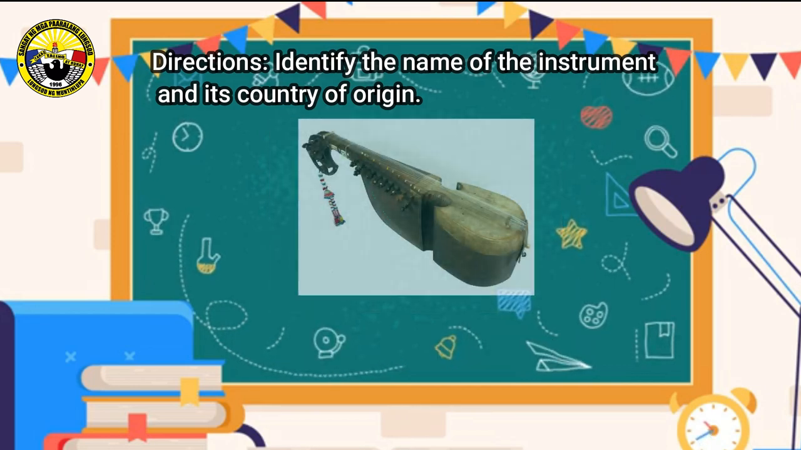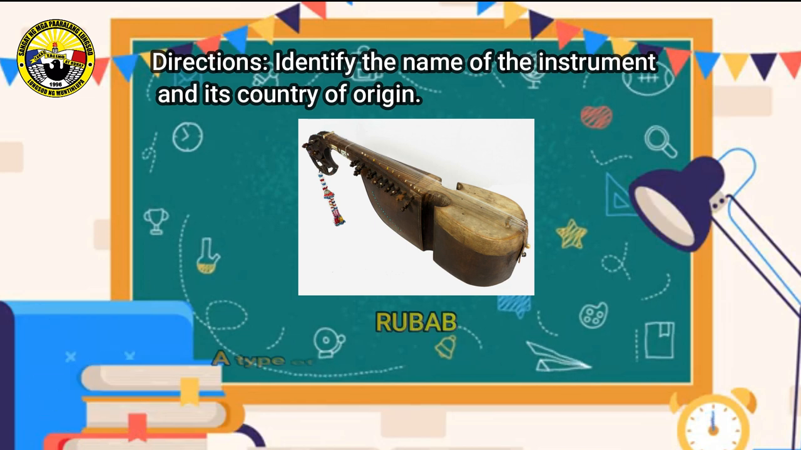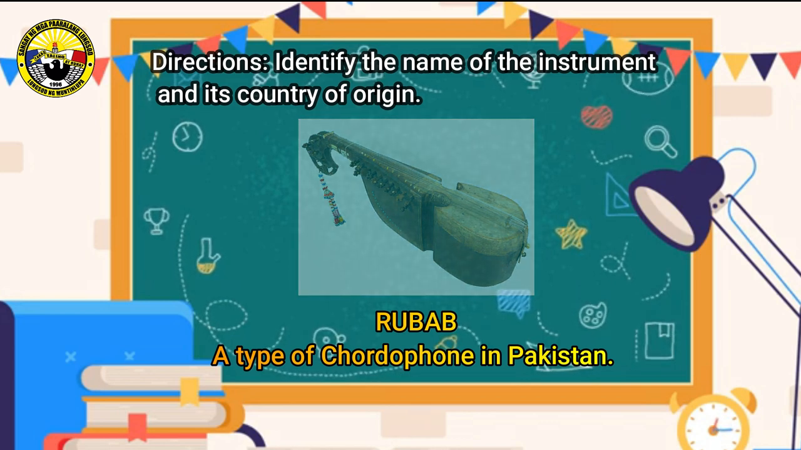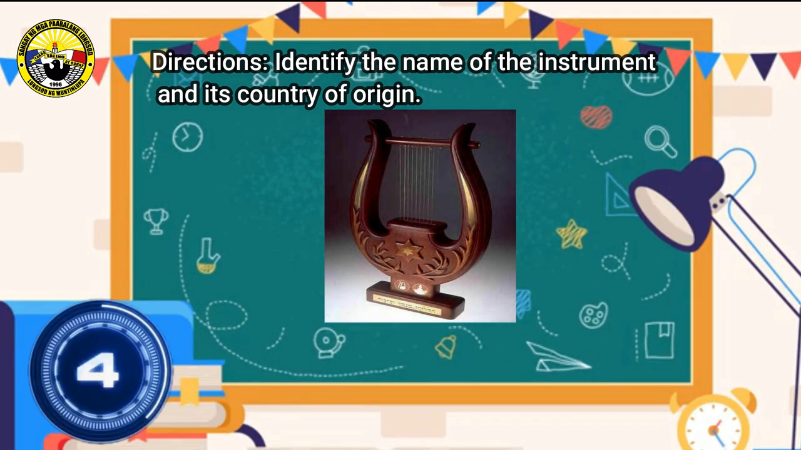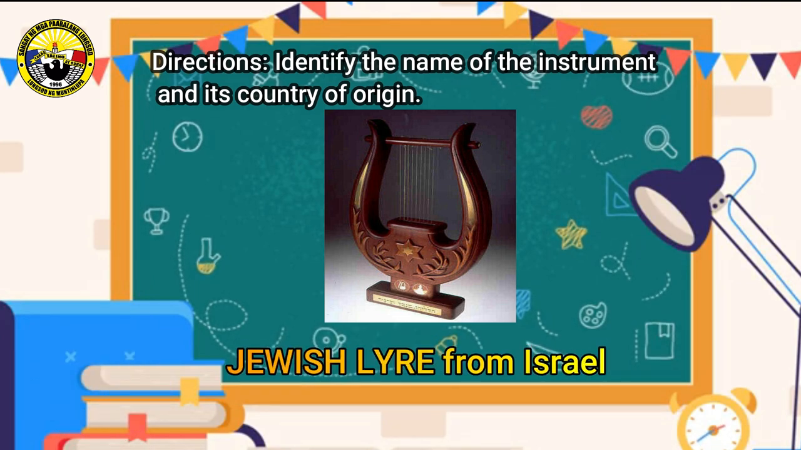And this one. Good. This is rubab, a type of cordophone in Pakistan. And how about this? Yes, it is a Jewish lyre from Israel. Amazing!